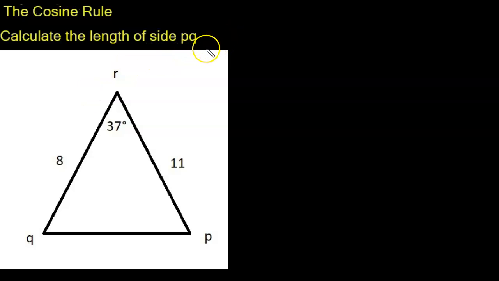Now, what does the cosine rule say? We take any side. But because we want to find the length of PQ, we're going to take side PQ. Let me just call PQ X. We'll call the length of this side X. So applying the cosine rule, we say X squared, which is representing PQ, X squared is equal to the sum of the other two sides squared.